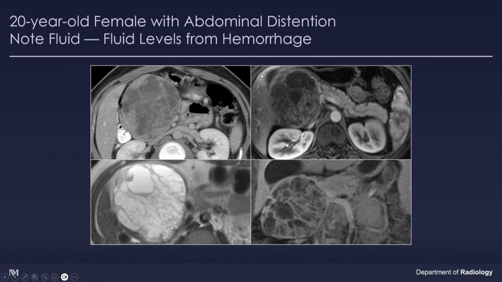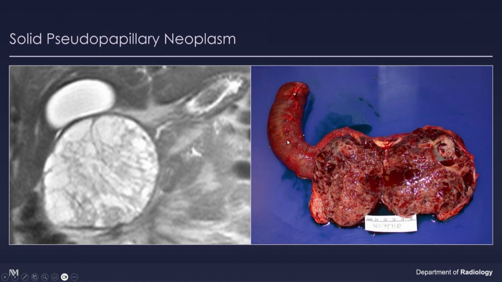This is a 20-year-old female who had abdominal pain. Once you notice these fluid levels from hemorrhage, it limits your differential. In a young patient like this with a large tumor or large lesion, no mets, no other findings, this is going to be a solid pseudopapillary neoplasm. We used to call these SPEN or solid papillary epithelial neoplasm, but the bottom line is that these are the lesions that have hemorrhage. They tend to be large. They tend to be in younger patients, although I have seen in older patients as well.